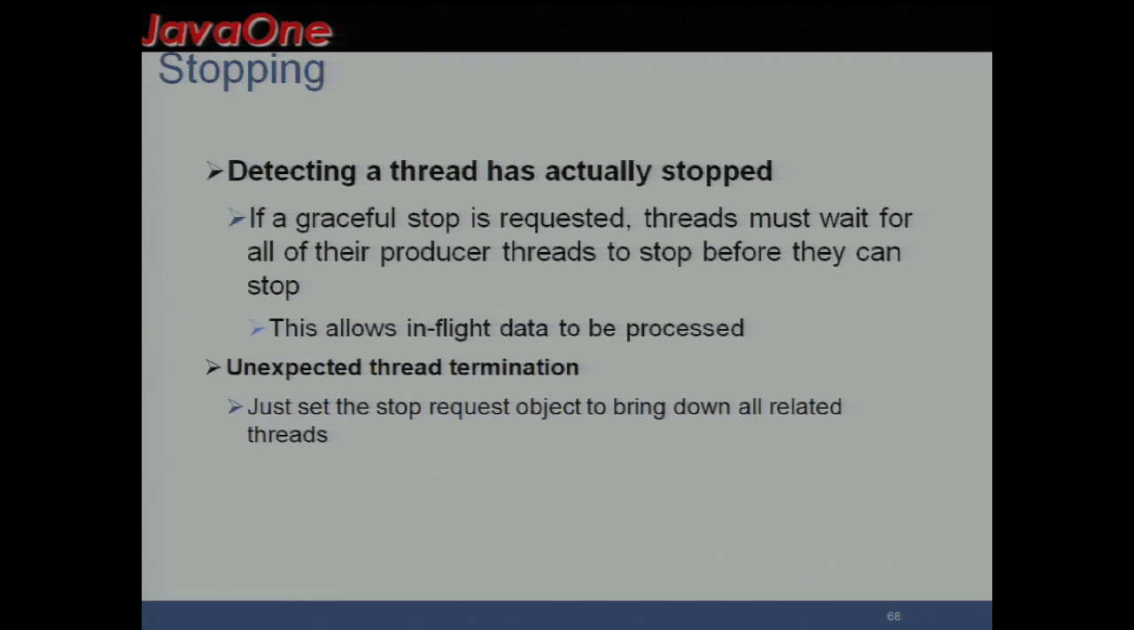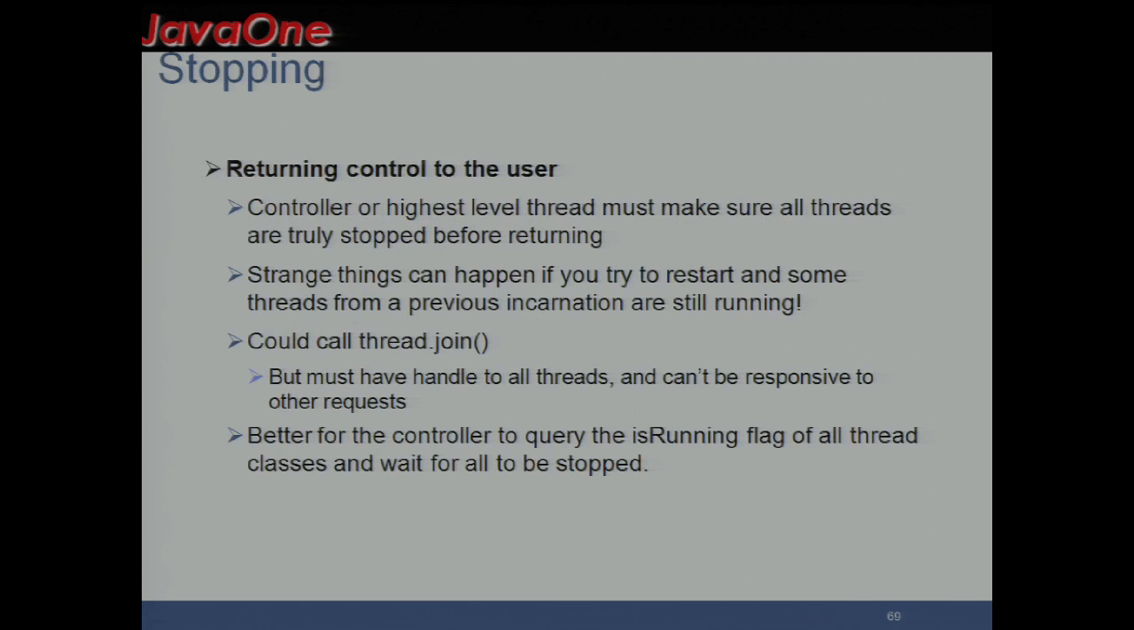So using this technique, if the stop request was graceful, then you want your threads to wait for all the producer threads to stop before they stop. That allows any in-flight data to get processed. And then if you have an uncaught exception or some other unexpected thread termination, you can just set the stop request to bring down all the related threads.